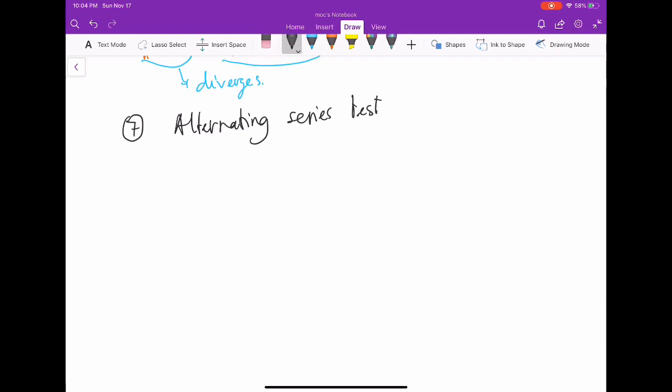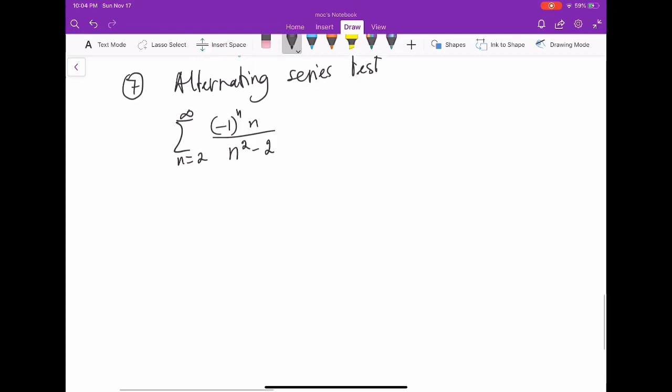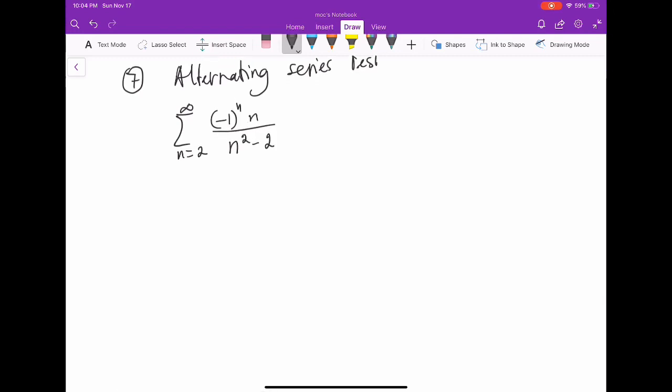Suppose that we have the following series: sum n from 2 to infinity, (-1)^n, and in here we have n over n squared minus 2. So this is an alternating series, right? And in this course, if you see some alternating series, we need to use the alternating series test. Of course, I will not give you a diverging alternating series. That's not my purpose. So let's use the alternating series test.